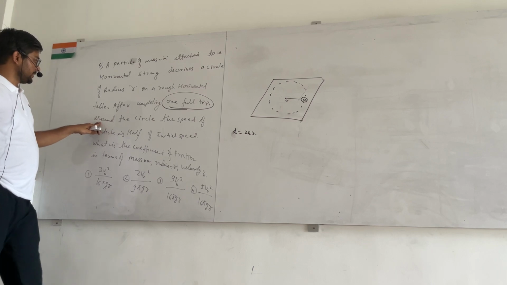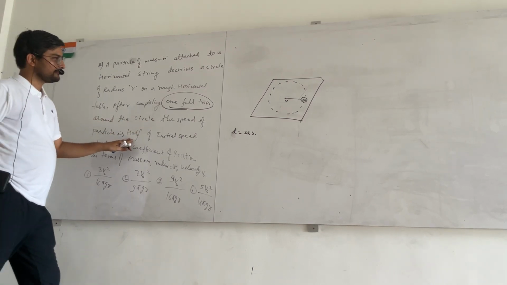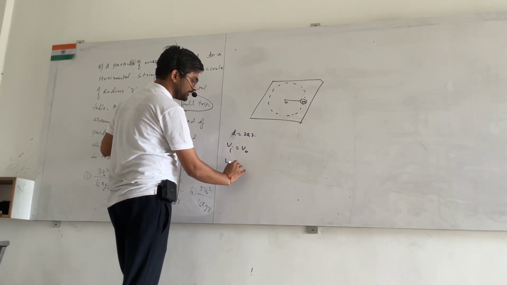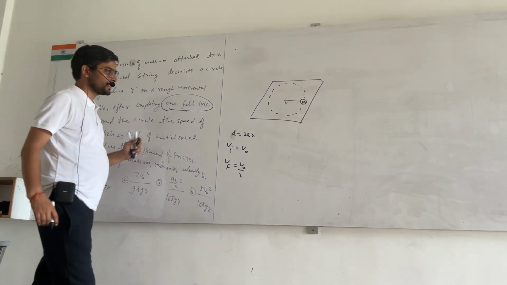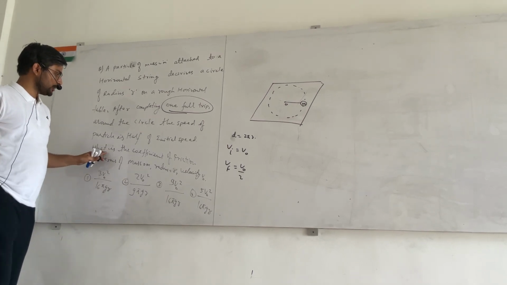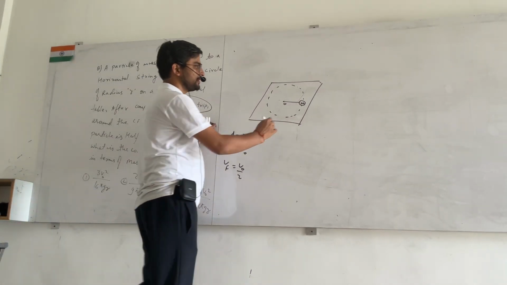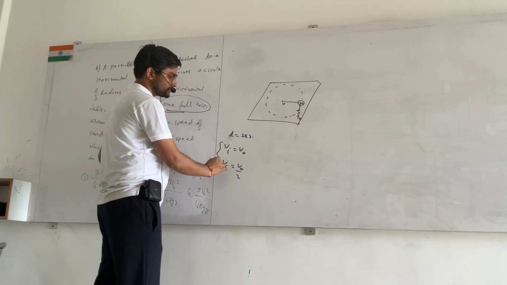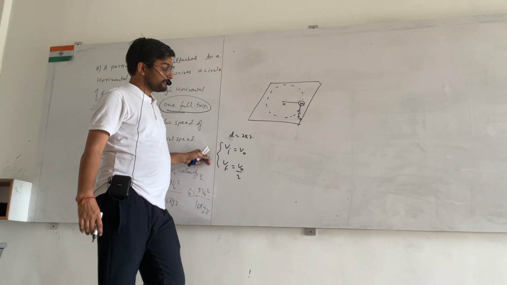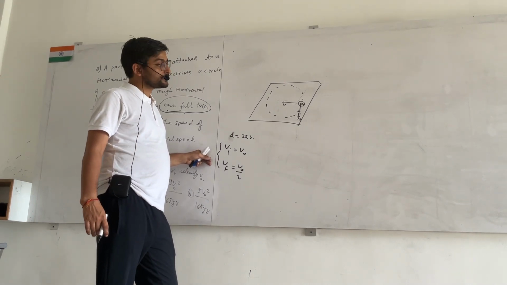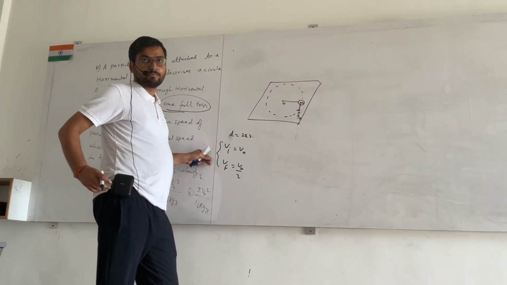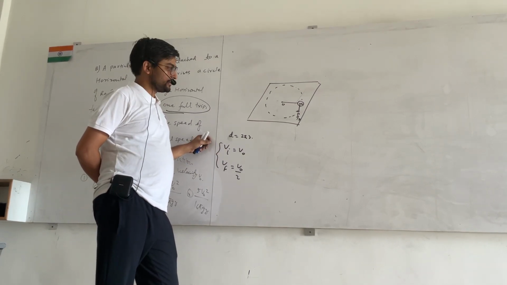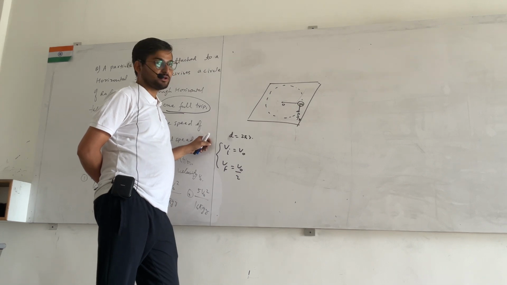After one round of the circle, the speed of the particle is half, meaning the initial speed is V naught and the final speed is V naught by 2. Now, what is the coefficient of friction? A coefficient of friction means there is a friction force applied on the particle, that is kinetic friction. So the first thing that comes to mind is to solve this question with the help of the work energy theorem, because kinetic energy initial and final are given. By the work energy theorem, we can easily find the value of mu.